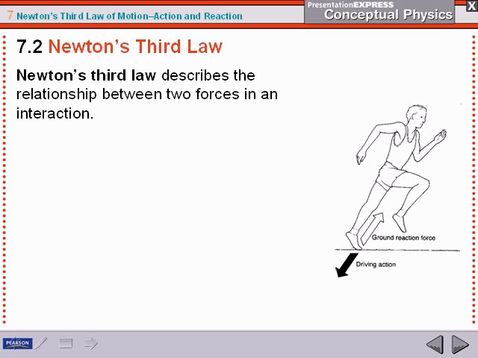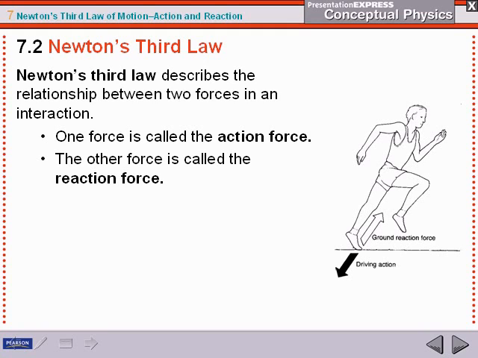Let's look at some of these. We're going to look at action and reaction forces. So we're looking at two forces in this interaction. One's going to be called the action force. Let's say, for this example with the runner, the action force is the runner pushing on the ground. In response to that, the ground will cause a reaction force that pushes back up on the runner. So we're going to talk in terms of action and reaction forces.